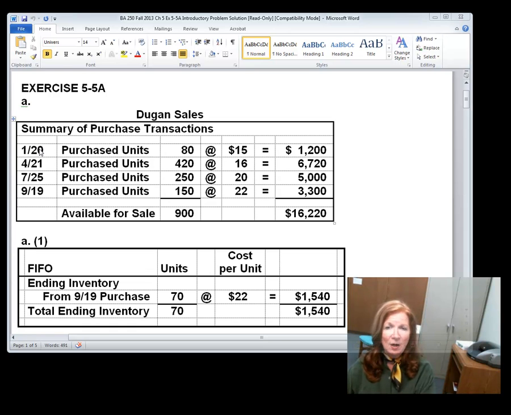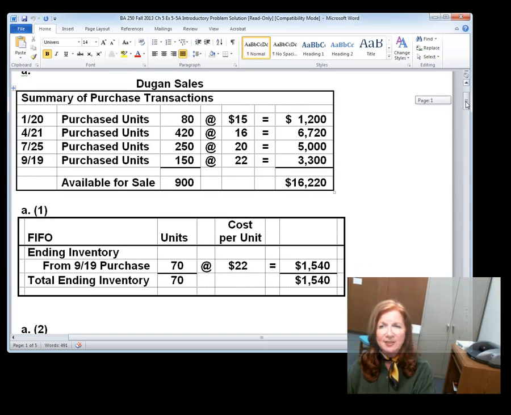So here we have 1/20, 4/21, 7/25, 9/19 purchased, 80, 420, 250, and 150 at 15, 16, 20, and 22. So we're going to multiply, and we'll get 1,200, 6,720, 5,000, 3,300, and we'll get goods available will be a total of 900 units, which we will compute by adding all of the purchases together, for a total cost of $16,220, which we got by summing.